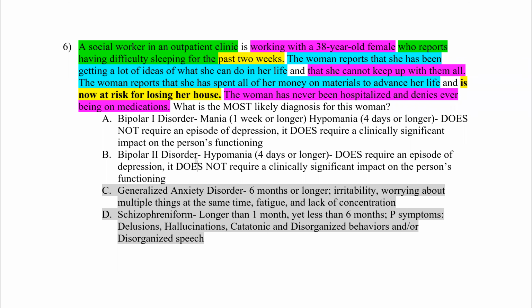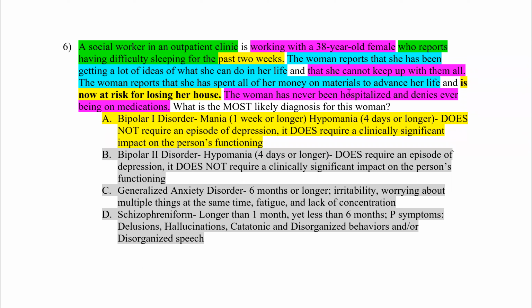That's where one of these starts to become very challenged, because if you're losing your house, it would say that there's a clinically significant impact. So bipolar 1 requires a clinically significant impact. So that one's in the fight. Bipolar 2 disorder does not require a clinically significant impact. So that one starts to lose some standing. And if we look further, there are no episodes of depression. So that puts the stake into bipolar 2 disorder and would make us more likely to go with bipolar 1 disorder. Even though it says they've never been hospitalized, it doesn't mean that they haven't had a clinically significant impact within their functioning.